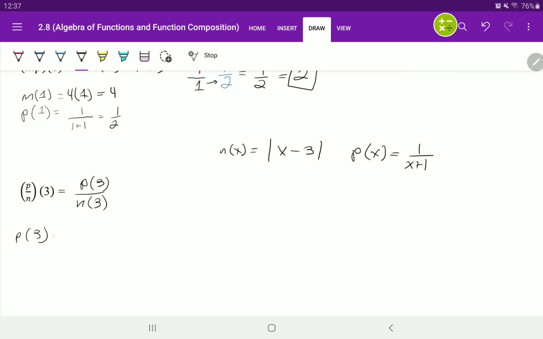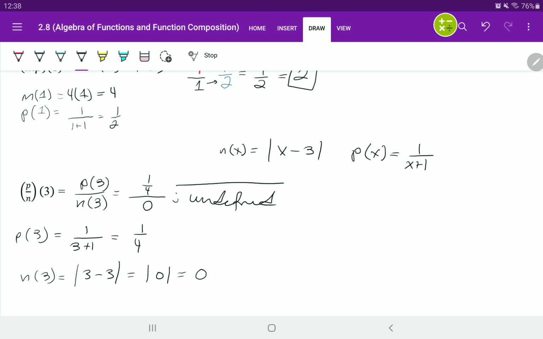P of 3 equals 1 divided by 3 plus 1. That'll be 1 over 4. To find n of 3, in this case, it's going to be the absolute value of 3 minus 3. 3 minus 3 is 0, so the absolute value of 0. And the absolute value of 0 is just equal to 0. So now, on the top of my fraction, P of 3 is 1 over 4, divided by n of 3, which is 0. Remember, any fraction that has 0 in its denominator is undefined. So the answer to this one is just undefined.